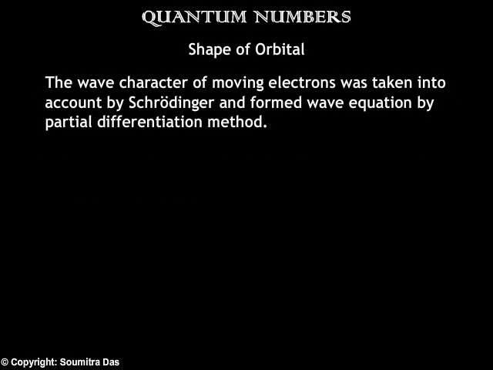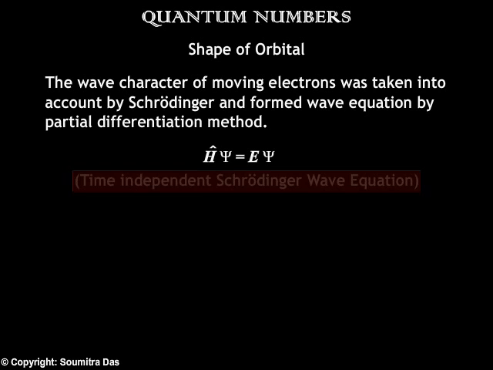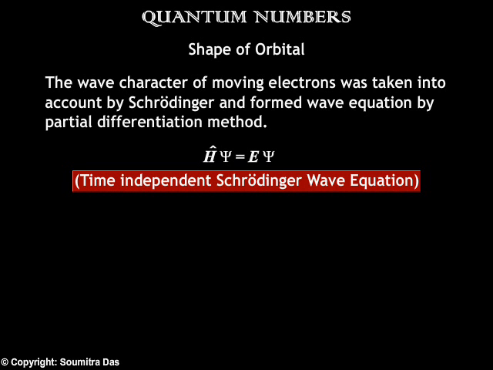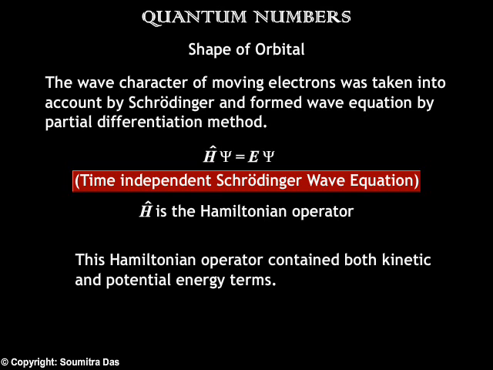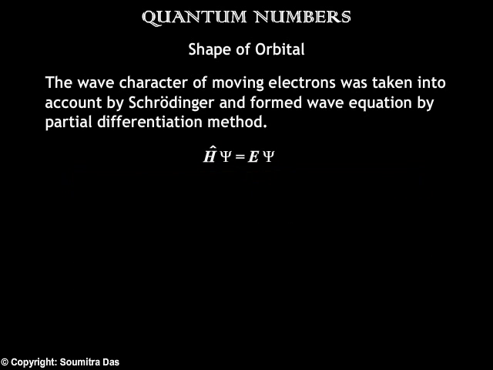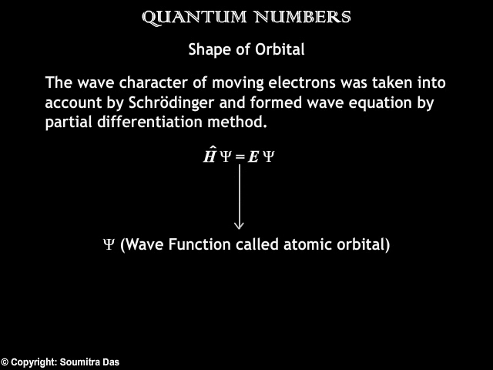The wave character of moving electrons was taken into account by Schrodinger and formed a wave equation by partial differentiation method. The equation was like this. This was called the time-independent Schrodinger wave equation. And this symbol is the Hamiltonian operator. This Hamiltonian operator contained both kinetic and potential energy terms. The solutions of the equation came up with a number of wave functions or energy levels.